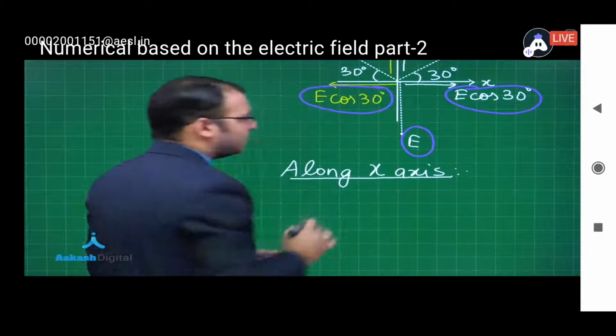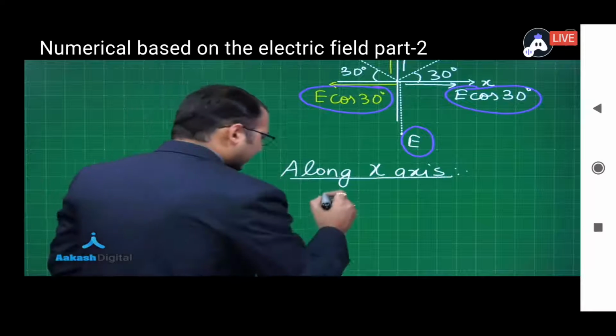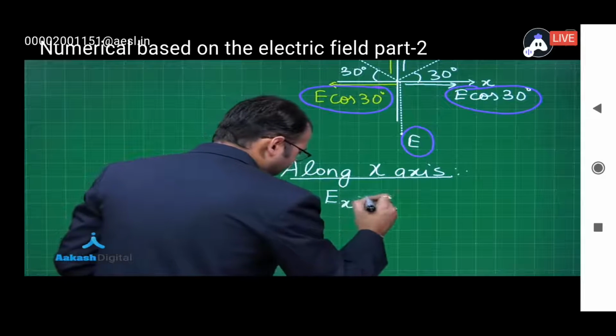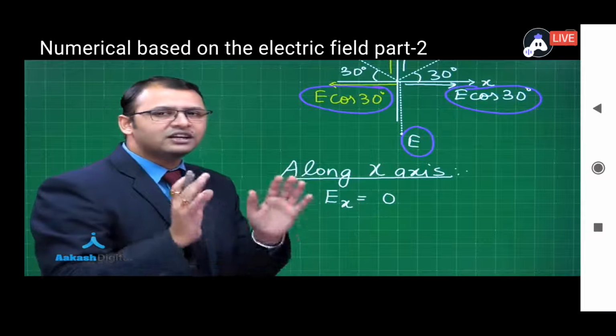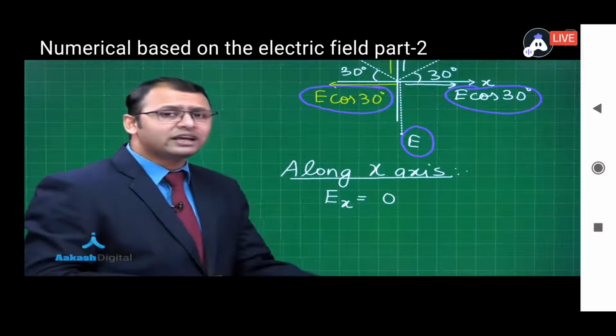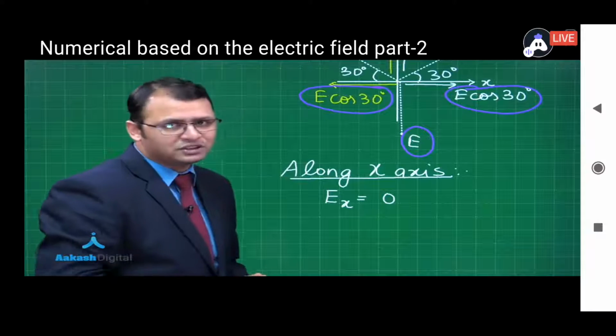When you come to this one, it's quite obvious that the net electric field along the x-axis would be 0. Why so? Both the electric fields are equal in magnitude and opposite in direction. So obviously that is coming to be 0.